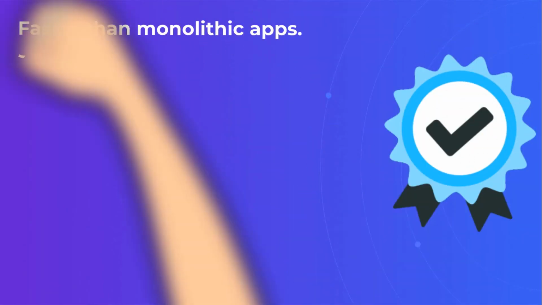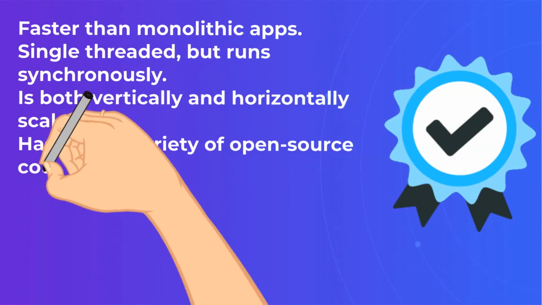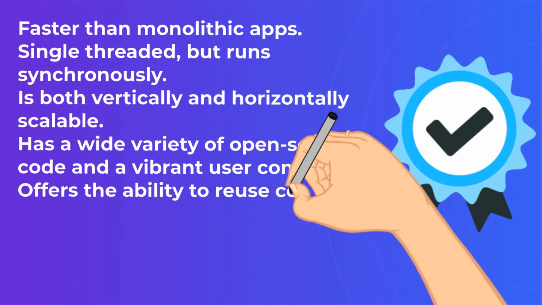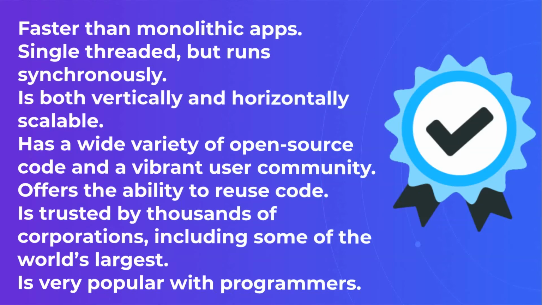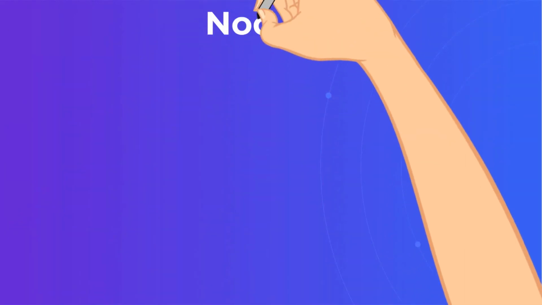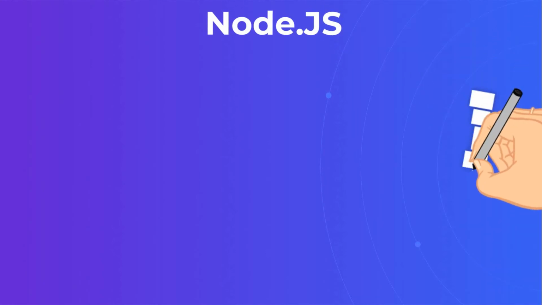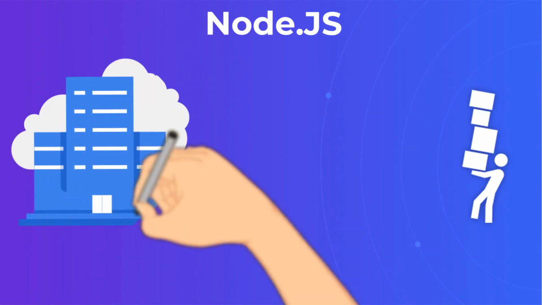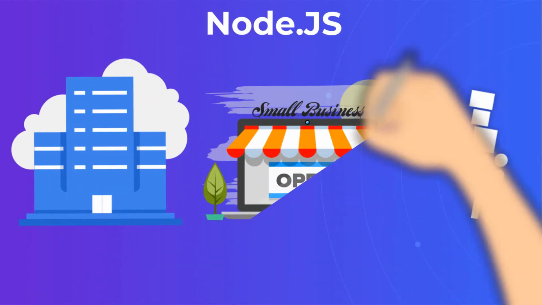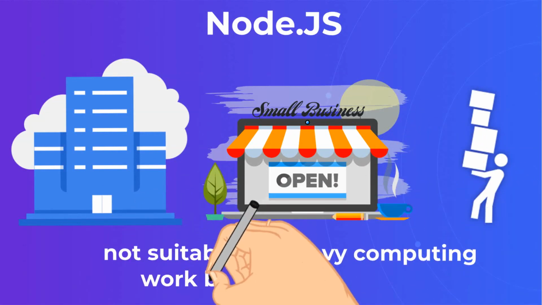Faster than monolithic apps. Single-threaded but runs asynchronously, is both vertically and horizontally scalable, has a wide variety of open source code and a vibrant user community, offers the ability to reuse code, is trusted by thousands of corporations including some of the world's largest, and is very popular with programmers. It's no wonder why Node.js has become so popular. But there are certain kinds of projects, such as those that need heavy computational CPU work, that should not use Node.js. The agile runtime environment isn't appropriate for every enterprise application. However, its agile modular design is a perfect fit for the startup company looking to stay quick on their feet in the development process.